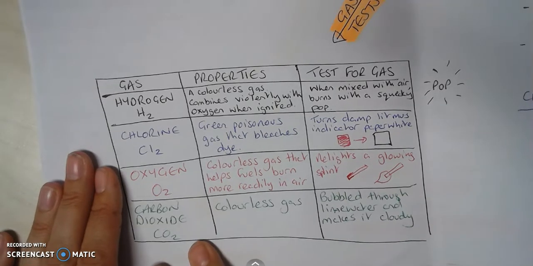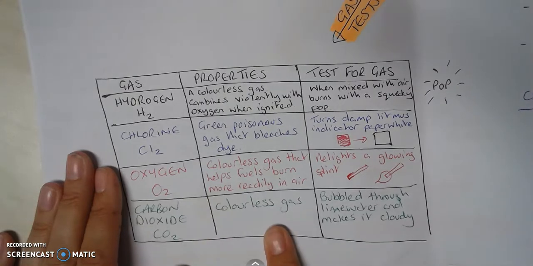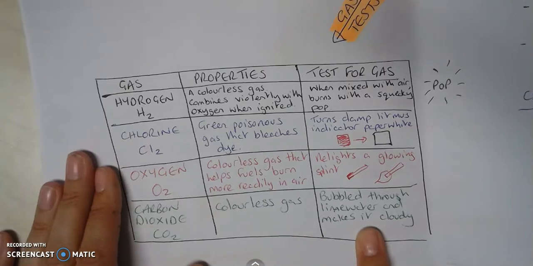And then lastly, carbon dioxide. Carbon dioxide is a colourless gas, but it's quite heavy as well. Whereas hydrogen is really light and will float away, carbon dioxide is really heavy, and I can then use that to bubble it through lime water, and it makes the lime water go cloudy.